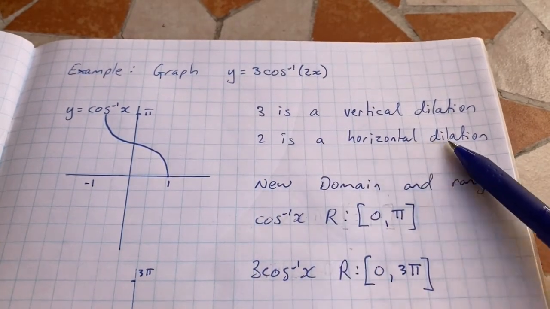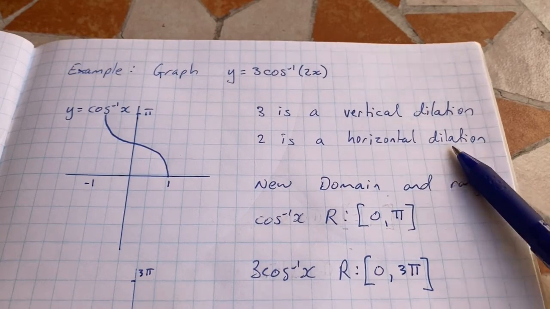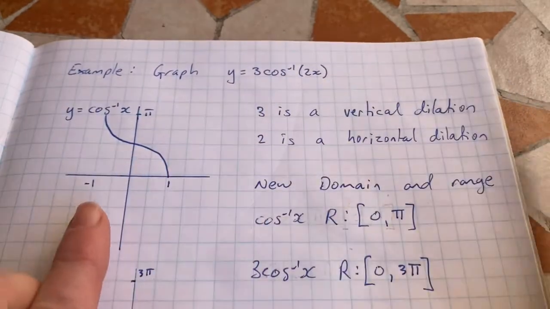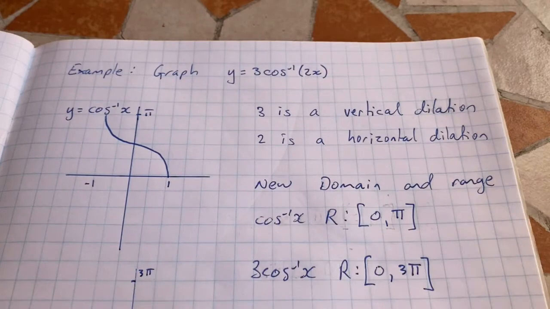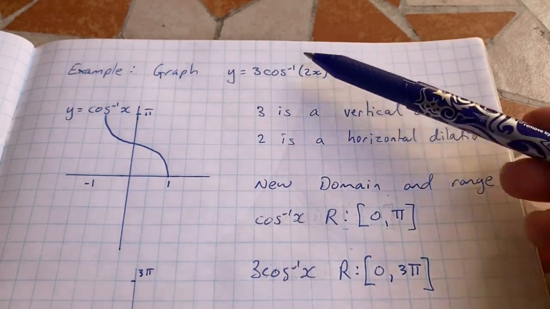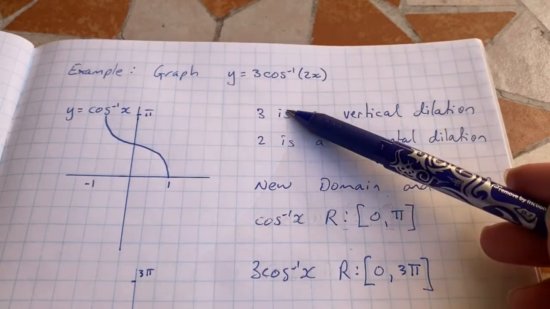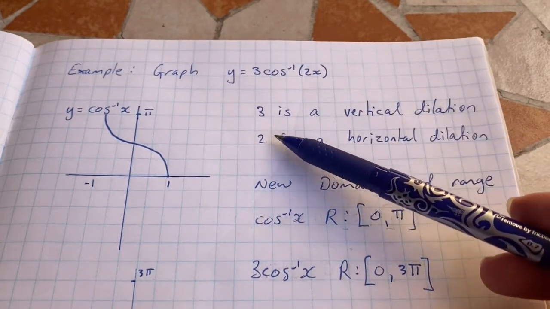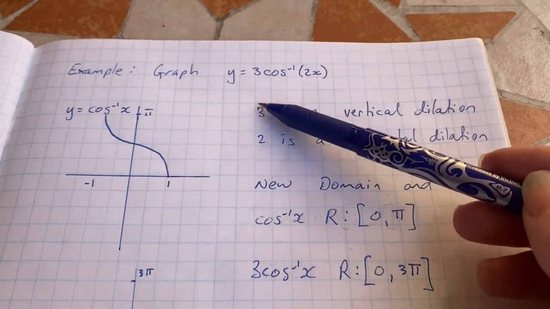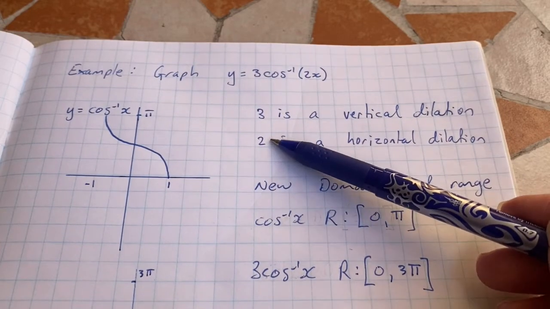So 2 is a horizontal dilation. Now, a dilation can be something that is stretched, or it can be something that's shrunken. So it can go either direction, depending on the number, if you're multiplying it by something or halving it, for example. Now, horizontal dilations work in the opposite way to vertical dilations. Where a vertical dilation of 3 stretches it, a horizontal dilation of 2 actually shrinks it. It actually halves it. So where this multiplied by 3, this one halves it. It's 1 over.